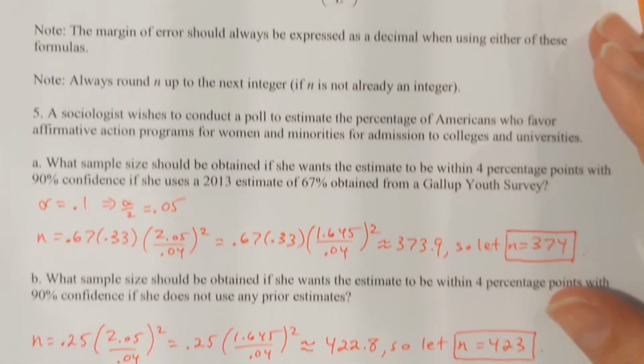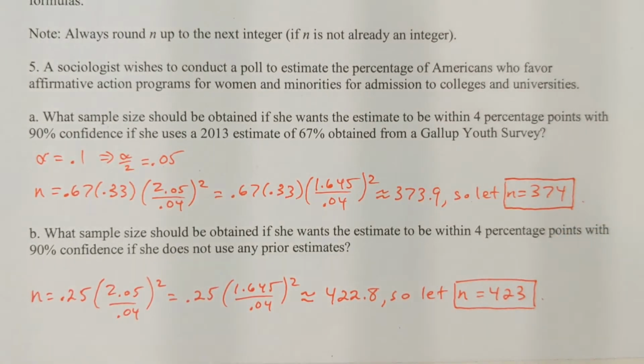All right, let's take a look at problem 5, where it says that a sociologist wishes to conduct a poll to estimate the percentage of Americans who favor affirmative action programs for women and minorities for admission to colleges and universities. Part A. What sample size should be obtained if she wants the estimate to be within 4 percentage points with a 90% confidence level if she uses a 2013 estimate of 67% obtained from a Gallup Youth survey?